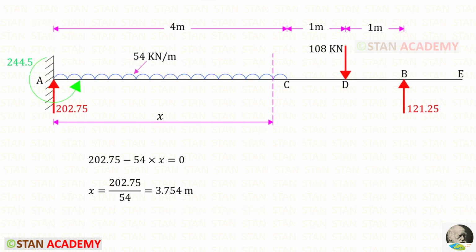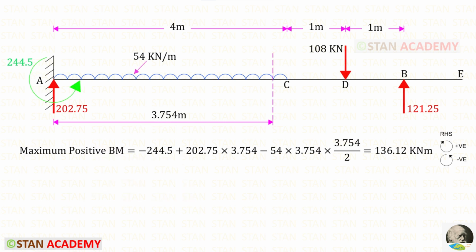You can see that in that point I have made a section at a distance of x from the point A. We know that in this section the shear force is 0. Using that concept we can find x. Now we can find the maximum positive bending moment. We can use right hand side rule. MA is acting in the anti-clockwise direction, so that it will be negative. RA is acting in the clockwise direction, so that it will be positive, and the distance is 3.754. The uniformly distributed load is acting in the anti-clockwise direction, so that it will be negative. We know that with the UDL we have to multiply the distance and then the distance by 2. For the maximum positive bending moment we will get 136.12.